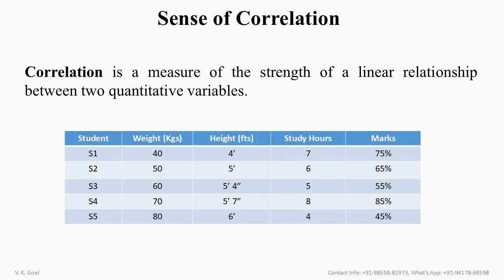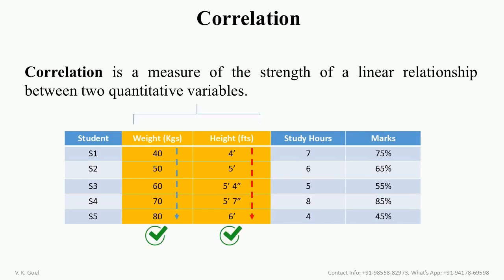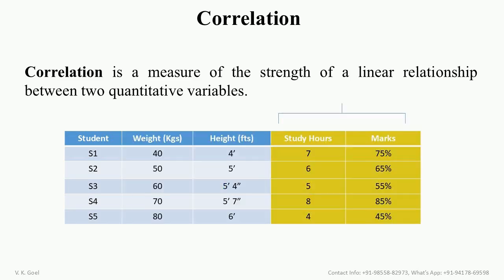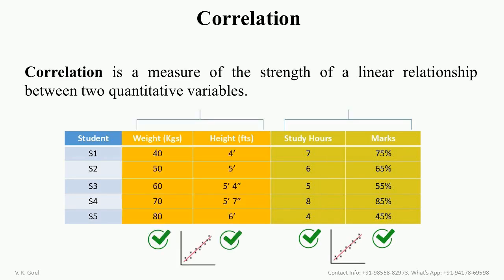Now, let us put all variables in a single table, that means weight, height, study hours, and percentage of marks. As the weight increases, height also increases, or vice versa. Therefore, weight and height can be correlated, as both weight and height increase in the same direction, hence it's a positive correlation. Same way, in case of study hours and percentage of marks, as the study hours decrease, percentage of marks also decreases. Hence here also, a positive correlation is observed. Hence in both cases, there is a positive correlation.